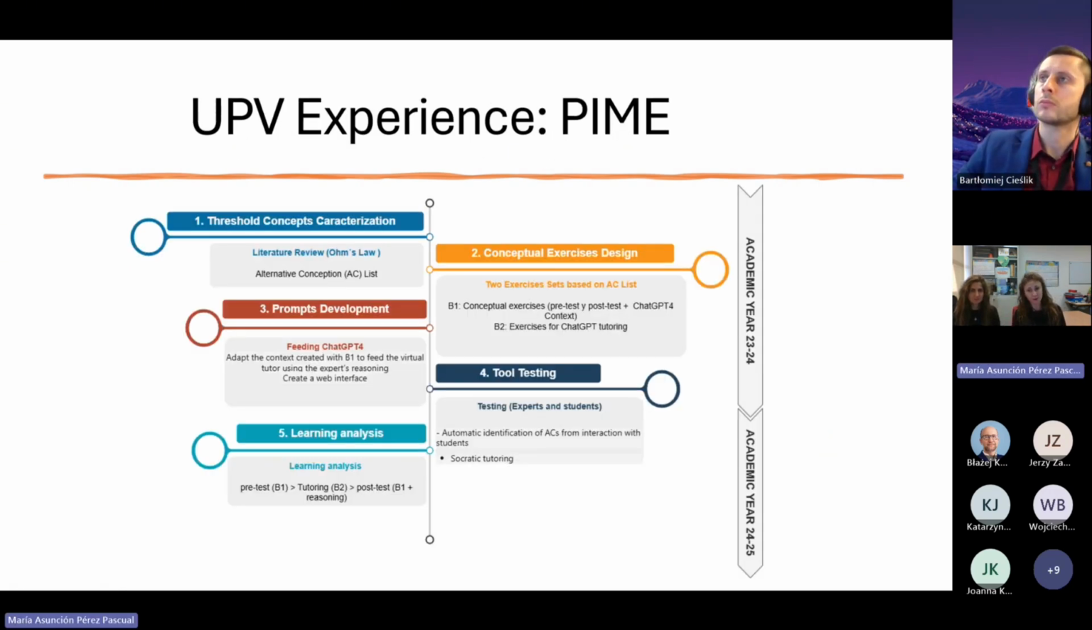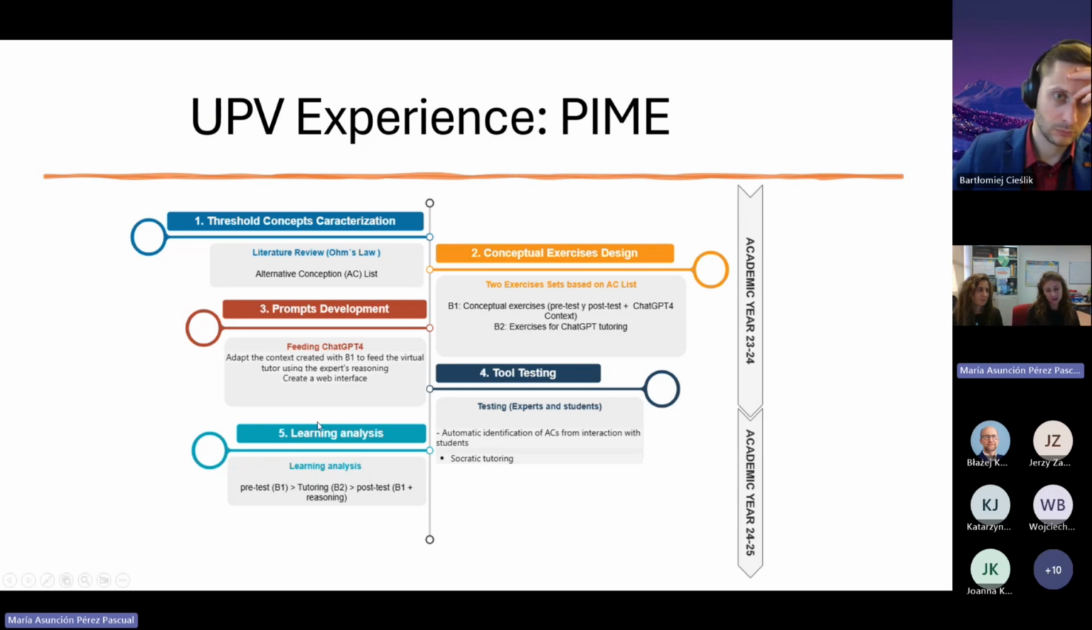This is the schedule of our project. At the start of the project, we had all the research study about the threshold concepts related to Ohm's law, so we had a lot of work done. The first year, we designed the conceptual exercises, and we tested some artificial intelligence engines in order to see how they behave with these exercises. Then we adapted the context created with these exercises to fit the virtual tutor using the expert reasoning, and we created a web interface. When the interface and the context were done, we tested this interface with experts, and now we are starting to test the interface with the students.